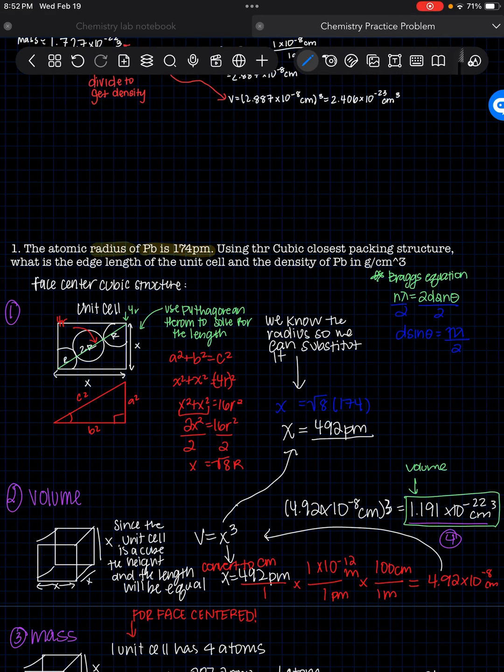Ignore the background because my grandma's really loud, but I'm going to teach you how to solve for the cubic closest packing structure and how to solve for density or length or mass. And honestly, you can reverse this equation any way and manipulate it to help you solve for any one of those components that the question's asking for. So in chapter 10, we learned about the cubic closest packing structure of atoms, like in the solid.